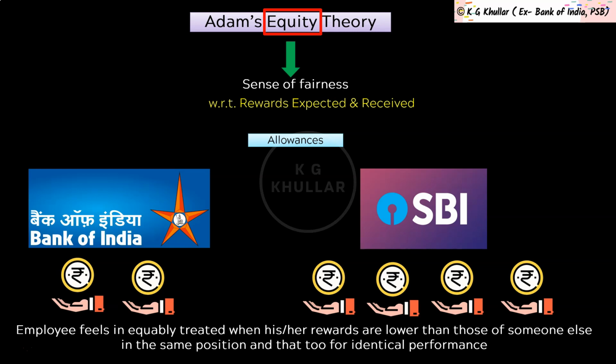Senior bankers here are comparing themselves with other bank employees, and they are seeing inequality in their allowances as compared to other bankers. Now friends, here please note that employee feels unequally treated when his or her rewards are lower than those of someone else in same position, and that too for identical performance. Now friends, such inequality demotivates employees. And this is what is happening in banking sector these days, especially in public sector banks.